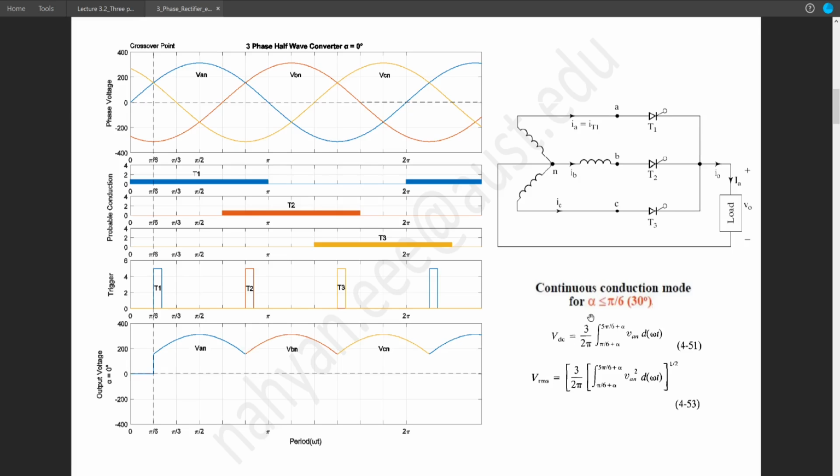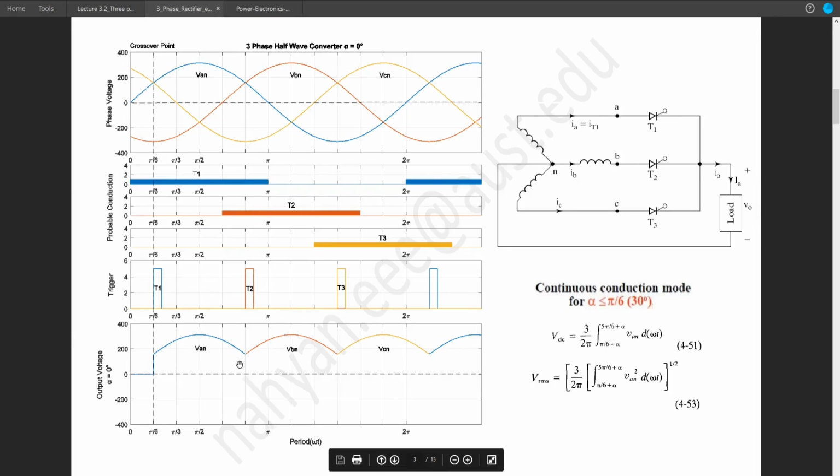So the formula of VDC is 1 by T. Here T is 120 degree because this pattern is repeating after every 120 degree. So the T or time period of this output wave shape will be 120 degree. So twice pi over 3 is 120 degree. So 1 by 120, and the limit will be pi by 6 to 150 degree. So in this case, as alpha equals 0, we will have pi by 6 to 5 pi by 6. So pi by 6 means 30 degree and 5 pi by 6 means 150 degree. So 30 to 150 degree.